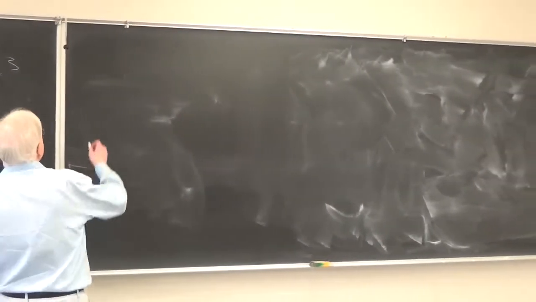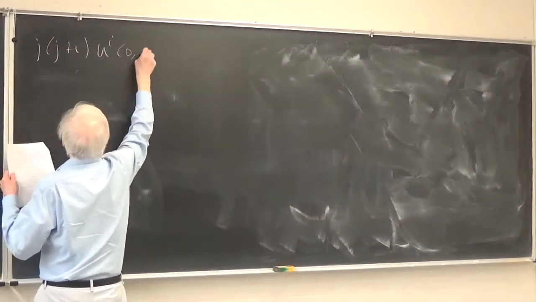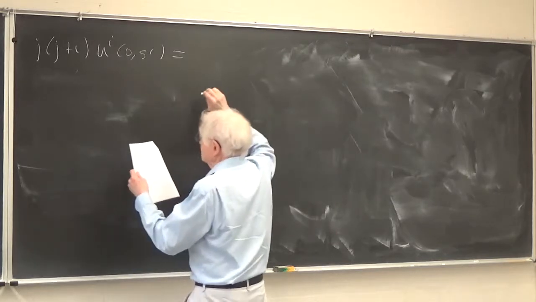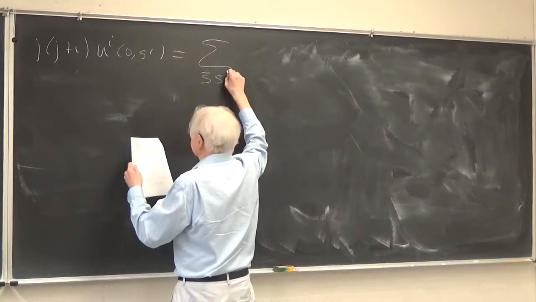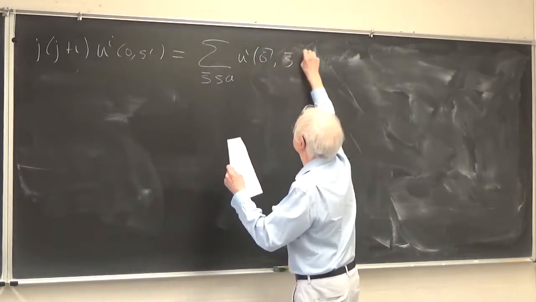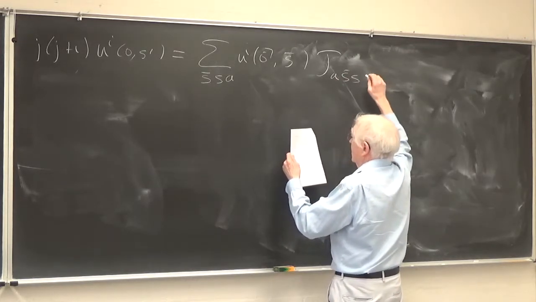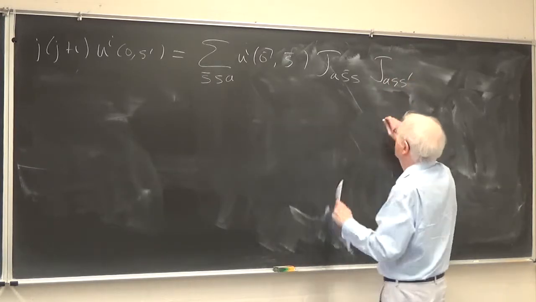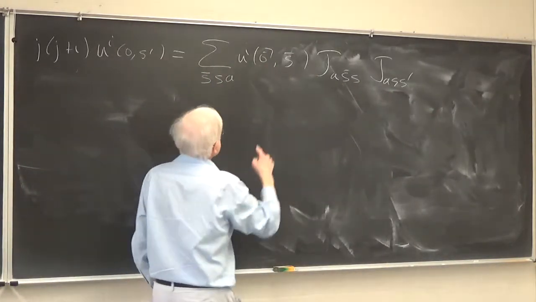What we do is this, we write J(J+1) U_I of 0 and S prime, and we're doing the same thing, summing over S bar, S, and A, and here we have U_I of 0, S bar, J A, S bar S, J A, S S prime. So this times this is this J(J+1) times the Kronecker delta. So that kicks out that.